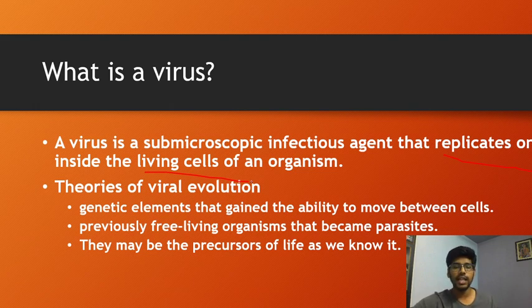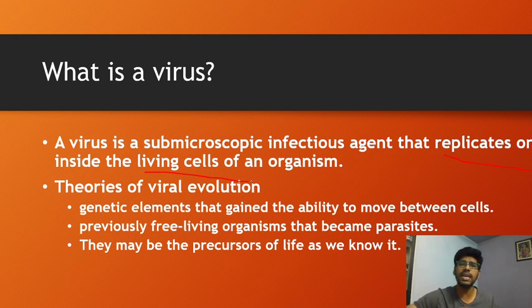The progressive theory states that viruses are genetic elements that gain the ability to move between cells. Why these genetic elements? Because viruses are so simple that they consist of only genetic material, the nucleic acid, and the protein code. Some viruses have only the genetic material and some have only the protein code.